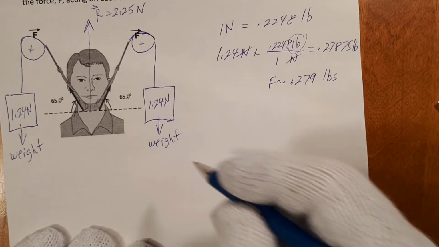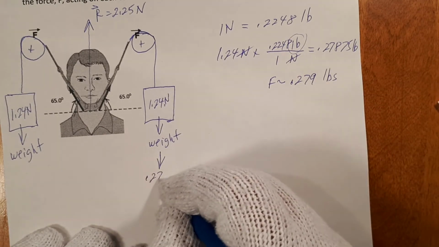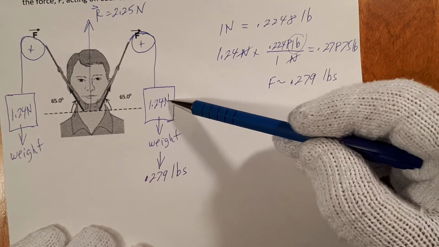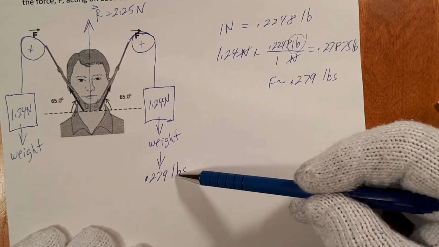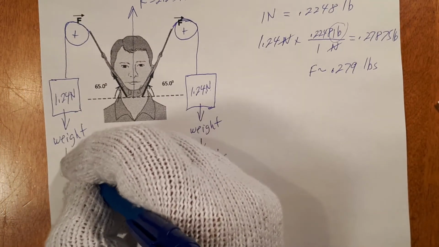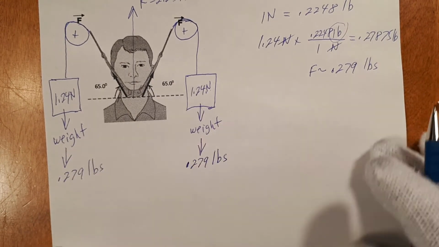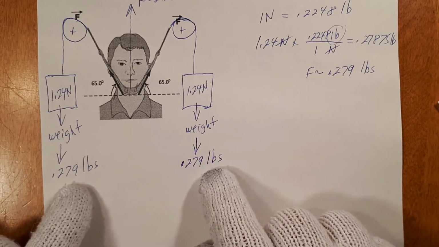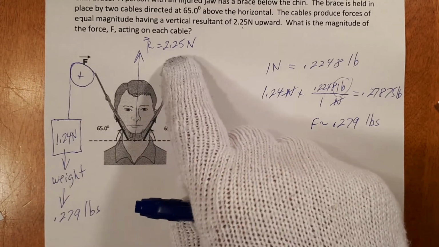But this is the same as saying the weight being pushed down here is, in imperial terms, 0.279 pounds. Now we have an idea of 1.24 newtons is just about a quarter of a pound, a little over. 0.225 pounds is a quarter, so it's over a quarter of a pound. And the same thing on the other side. In imperial terms, put two weights on either side of just over a quarter of a pound would give us a resultant force upward, which we calculated of 2.25 newtons.